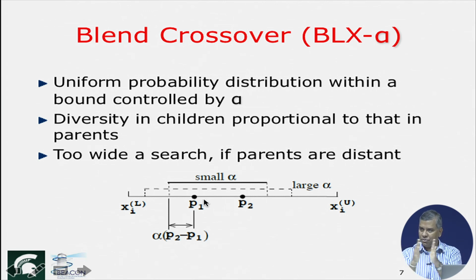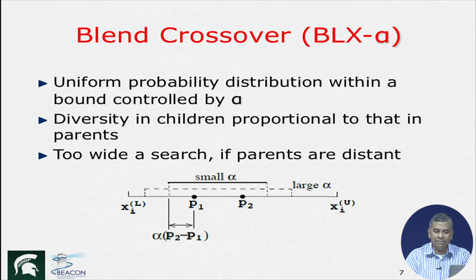You can take a difference between the two. Whatever this difference is, you multiply it by alpha, which is a parameter that you specify right in the beginning, and this parameter is kept fixed all along. A usual value, or what they suggested to use, is 0.5. So alpha is 0.5. You take the difference, multiply it by alpha, and go that much beyond P1 on the smaller side and beyond P2 on the higher side.